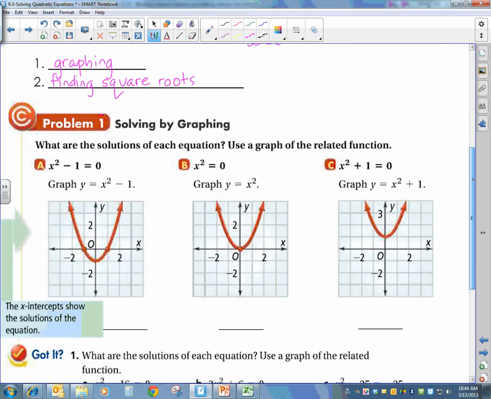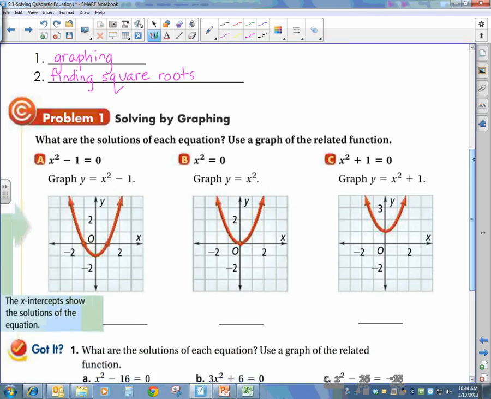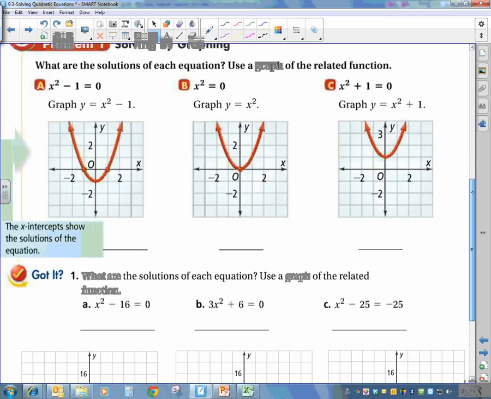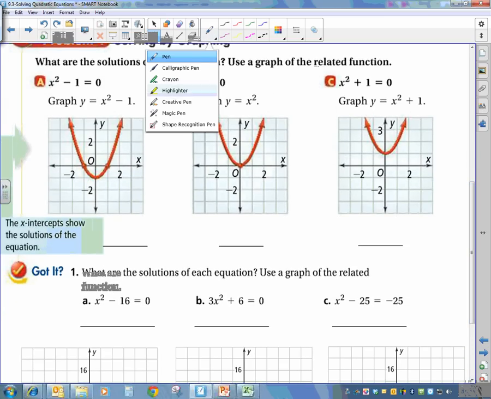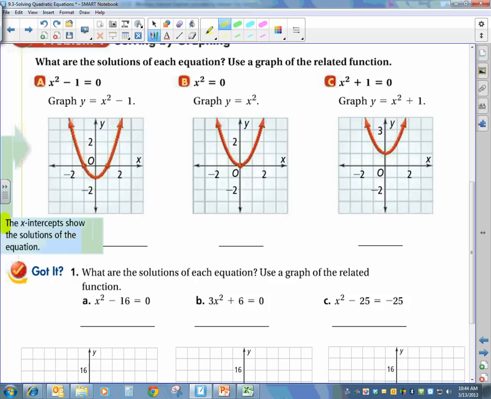So to start off with, the main thing that you want to remember about solving by graphing is that the x-intercepts show you the solutions to the equation. So I put it right here in a box for you to emphasize, make it easy for you to spot whatever you need to do. If you don't have a highlighter, you can just do something around the box to make it stand out on the page.